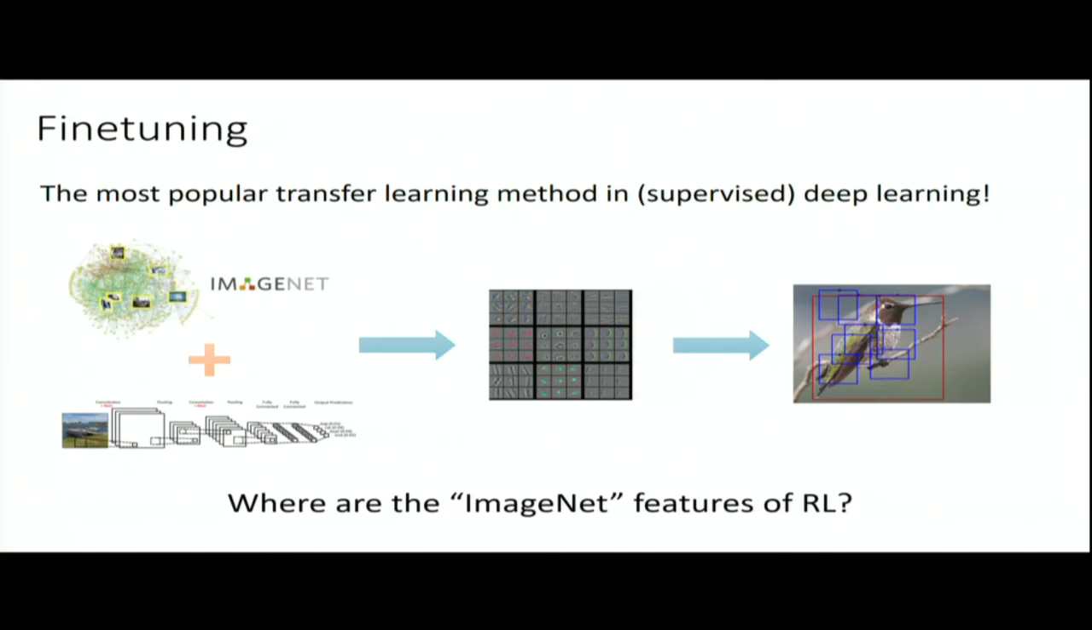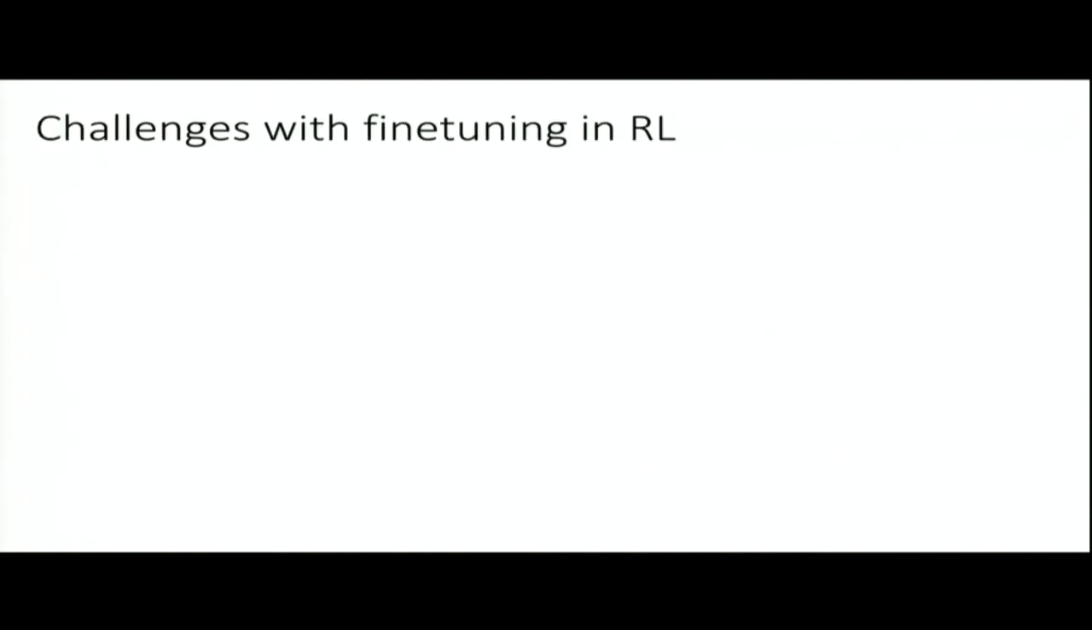So in reinforcement learning, when we have to actually carry out complex behaviors, we don't know how to do this. We don't know how to get the perfect ImageNet features that will just work very well in many, many different cases. We can still try to do fine-tuning, but it takes a lot more care. So there are some challenges with fine-tuning in reinforcement learning.